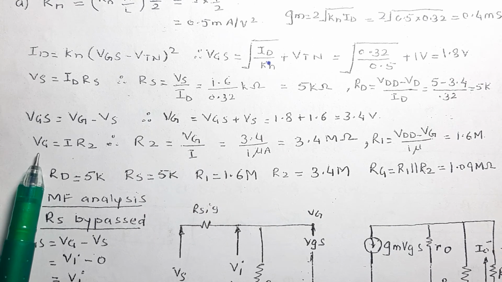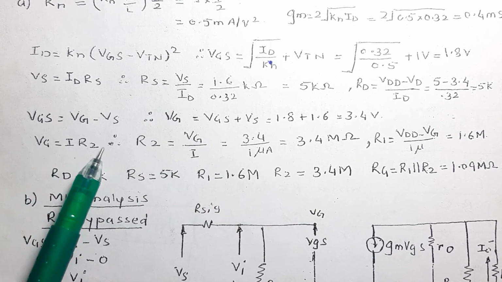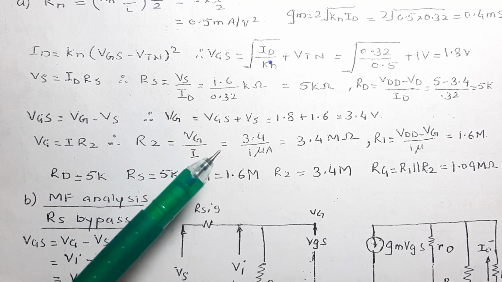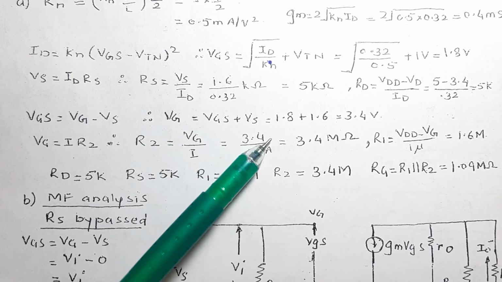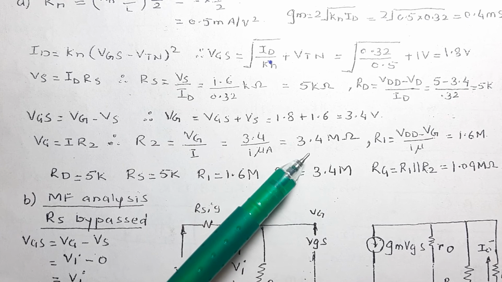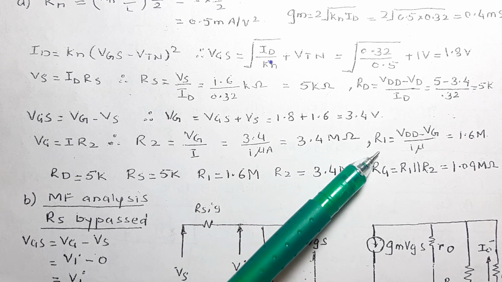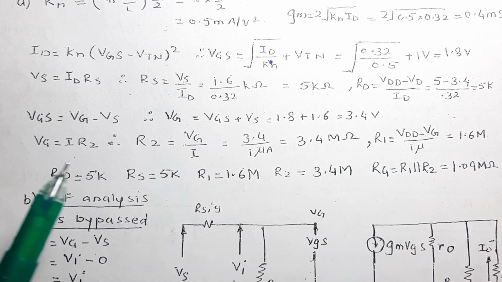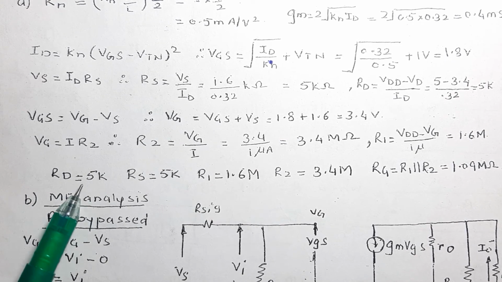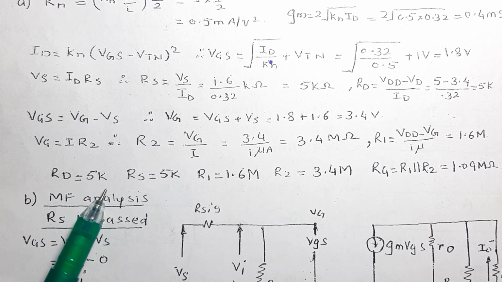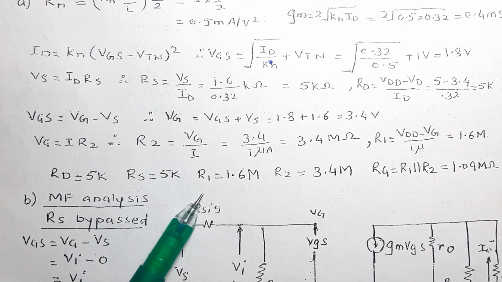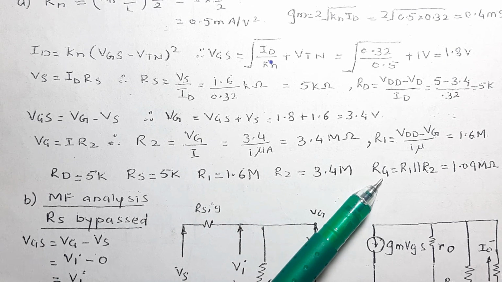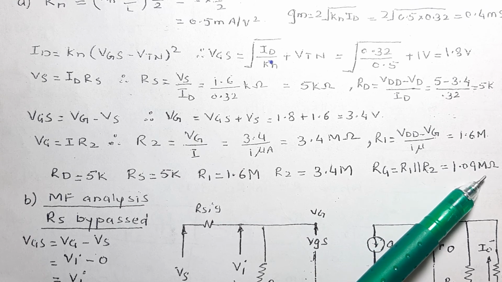Now your VG is given as I into R2. Therefore your R2 is given as VG by I, which is equal to 3.4 upon 1 microamps, which is equal to 3.4 mega ohms, and your R1 is given as VDD minus VG upon 1 microamp, which is equal to 1.6 mega ohms. Your RD is given as 5 kilo ohms, RS is given as 5 kilo ohms, R1 is given as 1.6 mega ohms, your R2 is given as 3.4 mega ohms, your RG is nothing but R1 parallel R2, so it is nothing but 1.09 mega ohms.